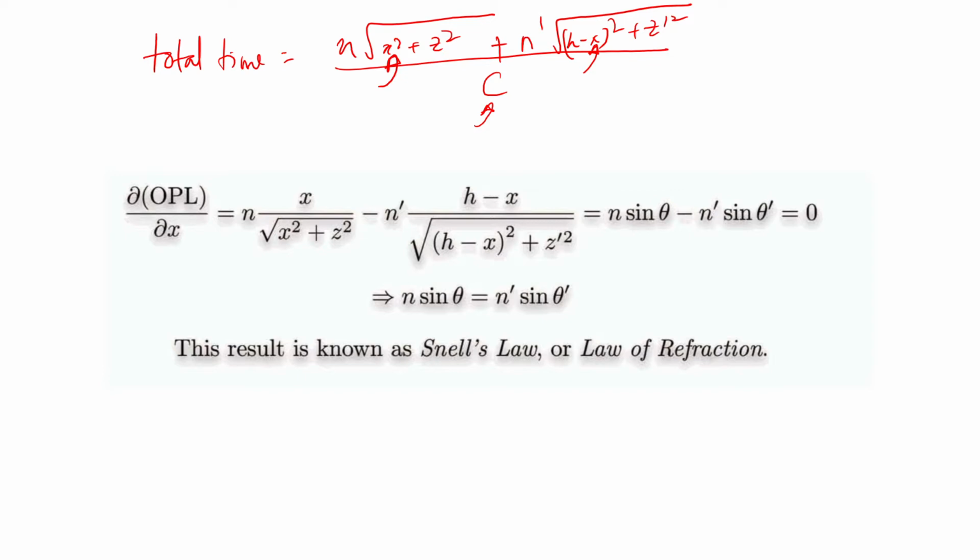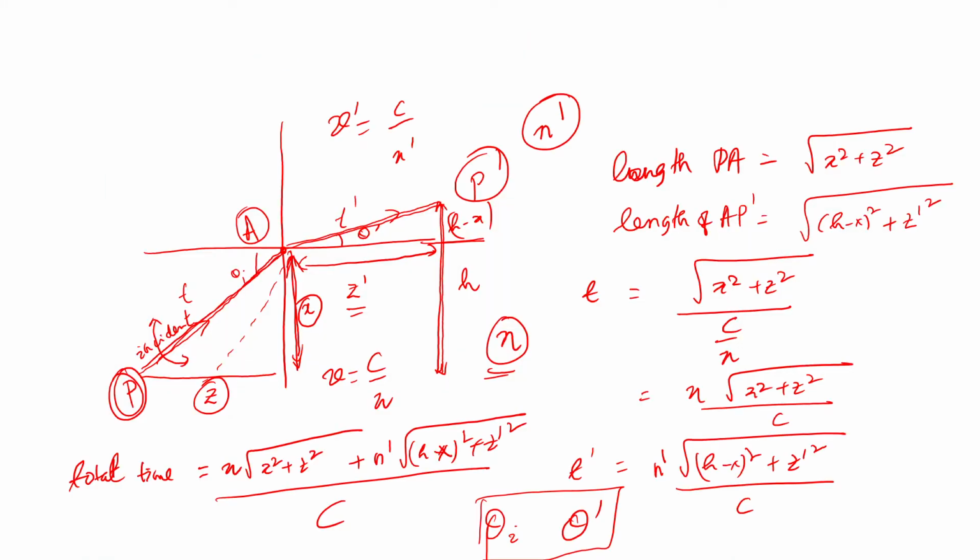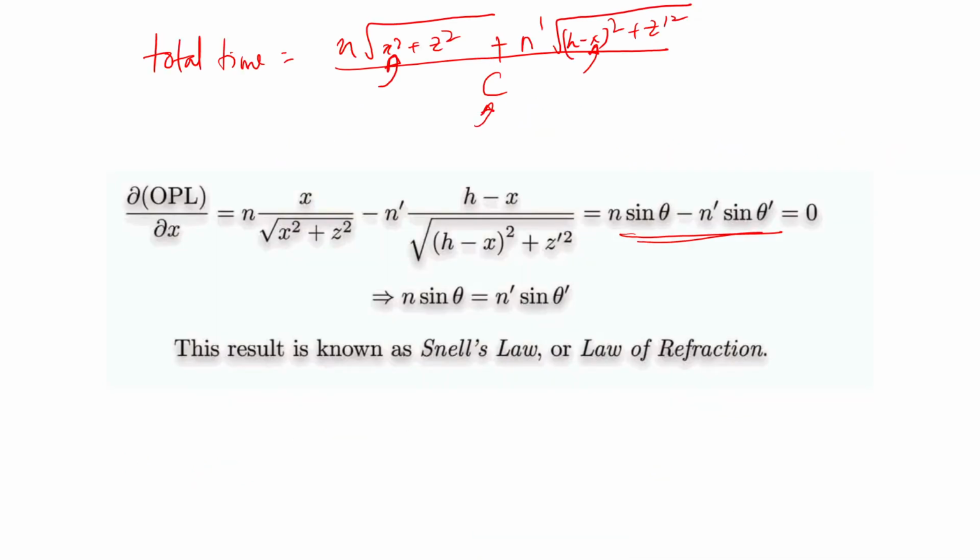If we do that, you basically get the law that n sine theta minus n prime sine theta prime is equal to 0, right? So sine theta is x divided by the square root of x squared plus z squared, where x is the opposite side and the hypotenuse is the square root of x squared plus z squared. The result is known as Snell's law or the law of refraction.